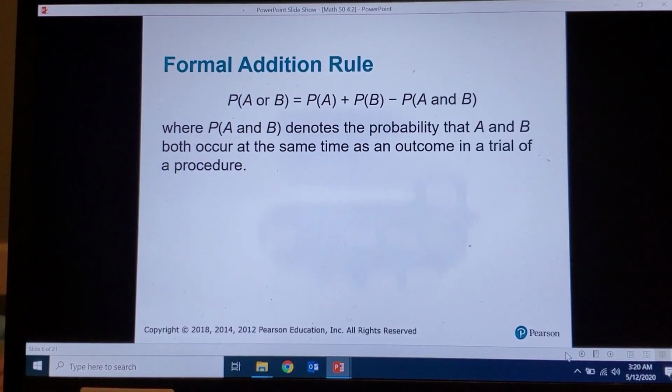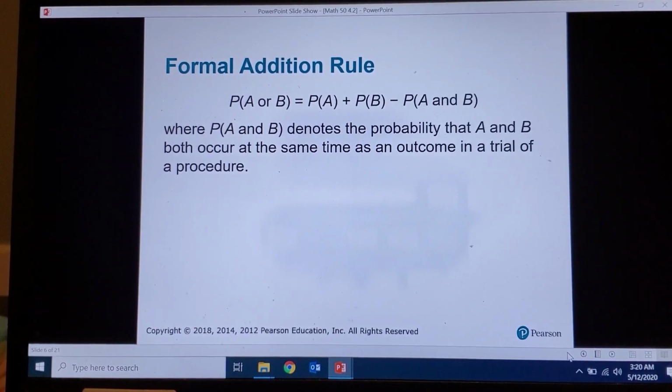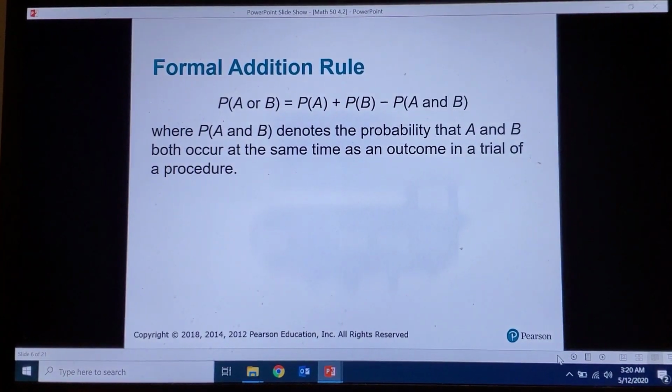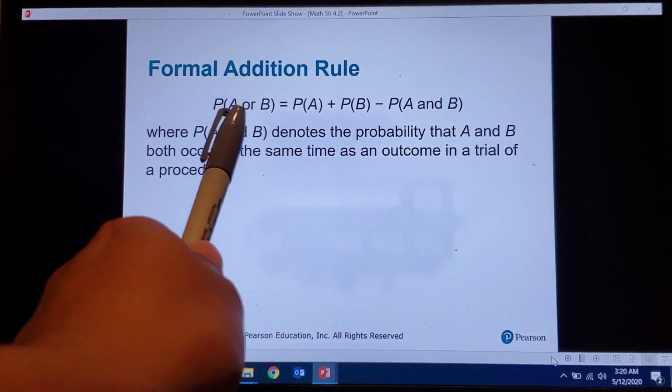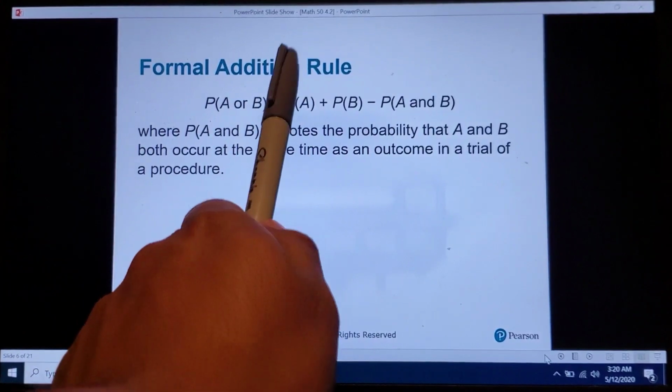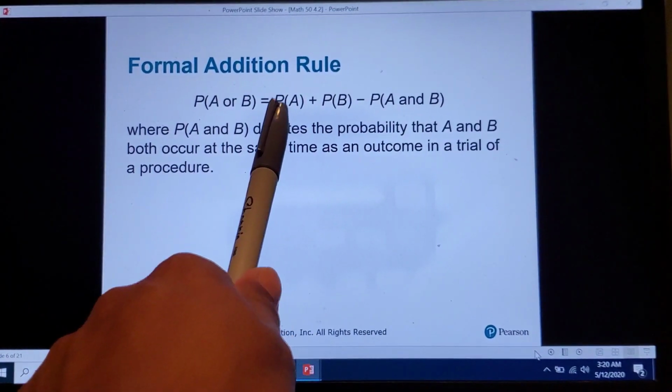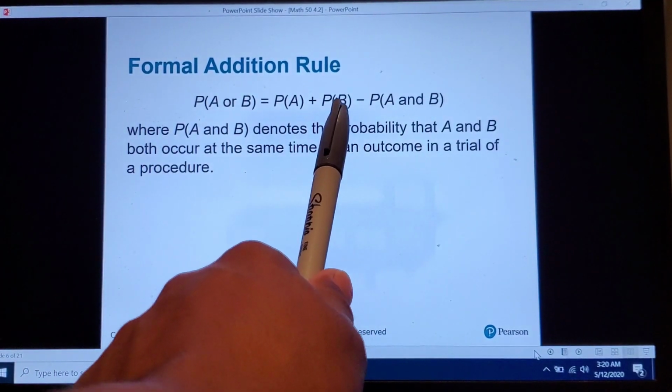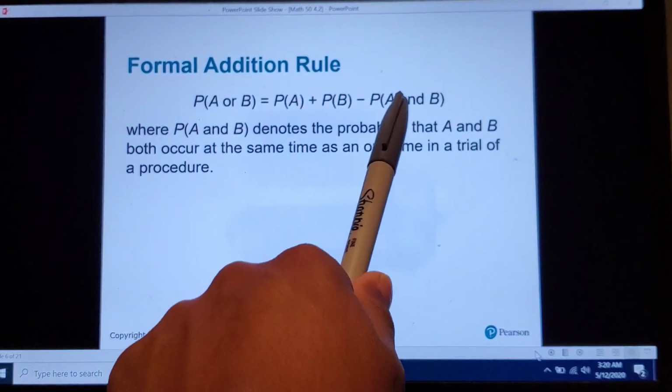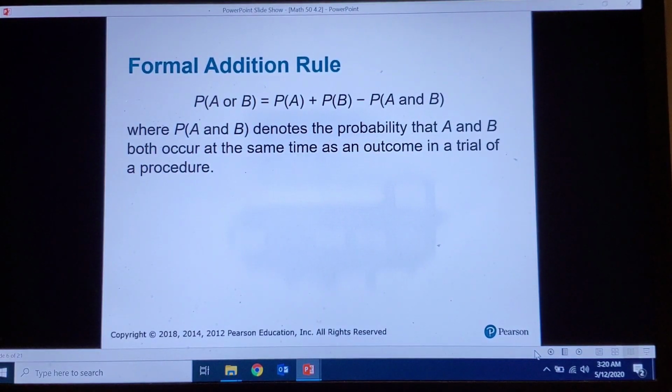Oops, I went too fast. In this formula, if you see "or," you add the probability of event A happening plus the probability of B happening, minus the intersection. Meaning, is it possible for these two events to happen at the same time? And how many times can that happen?